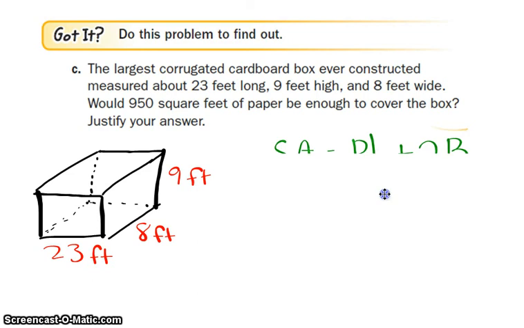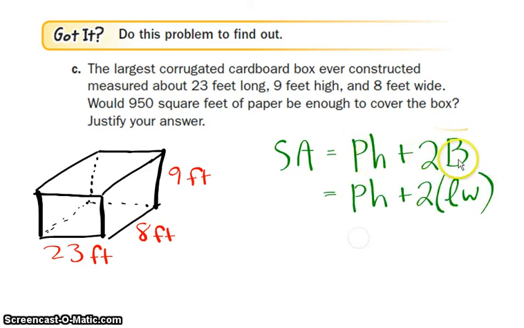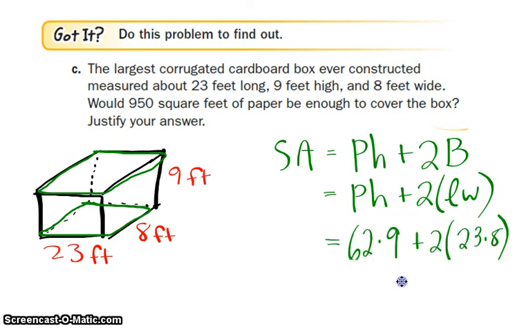Okay, so here's my formula, perimeter times height plus my two bases. I changed my capital B to length times width because we have a rectangle for our base. Okay, you can take a look right here. There's the bottom, there's the top. Our perimeter is 62: 23 plus 8 plus 23 plus 8.